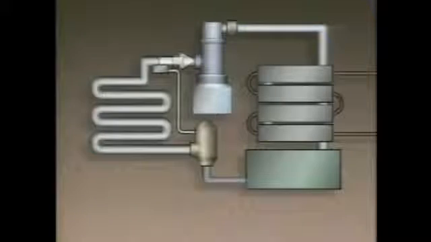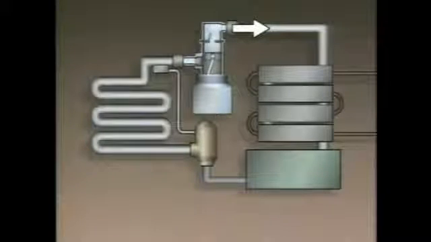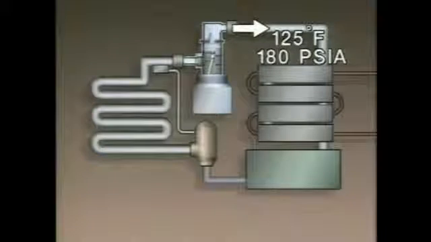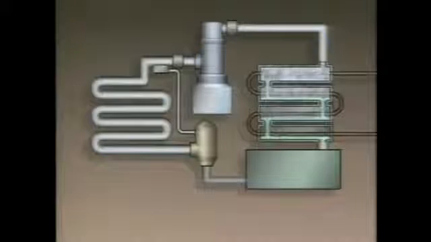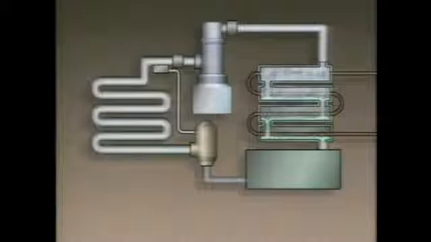From the evaporator, the refrigerant is drawn into a reciprocating compressor. The compressor increases the temperature as well as the pressure of the refrigerant. The refrigerant is forced out of the compressor at about 125 degrees Fahrenheit and 180 psia and sent on to the condenser. The condenser is a shell and tube heat exchanger that uses water flowing through the tubes as a cooling medium. The water removes heat from the refrigerant, and the refrigerant becomes a liquid again.